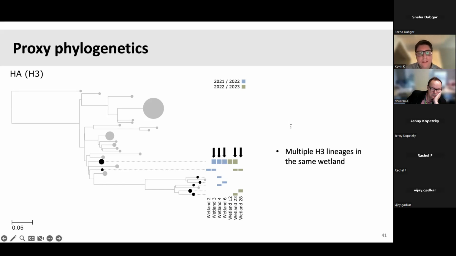Now, this analysis also shows us that there were actually multiple lineages of H3 co-circulating in the same wetland. So you can see there was a couple of wetlands where two different H3 lineages were co-circulating. And then there were a couple of wetlands where three different lineages of H3 were co-circulating.